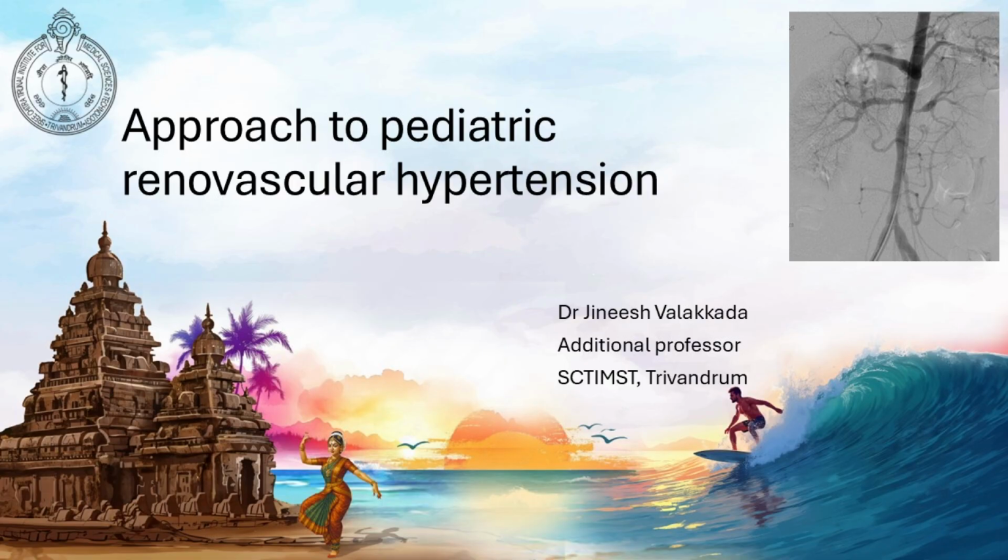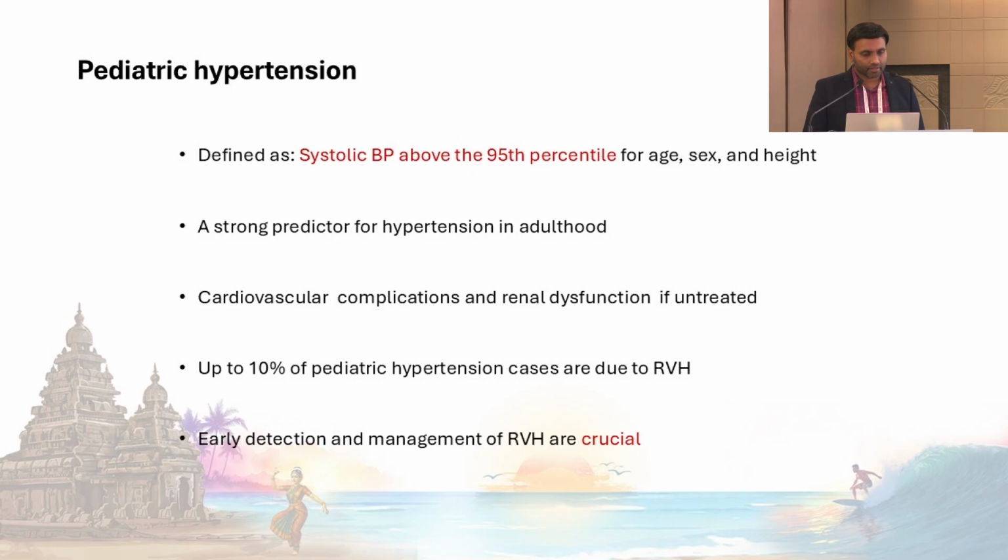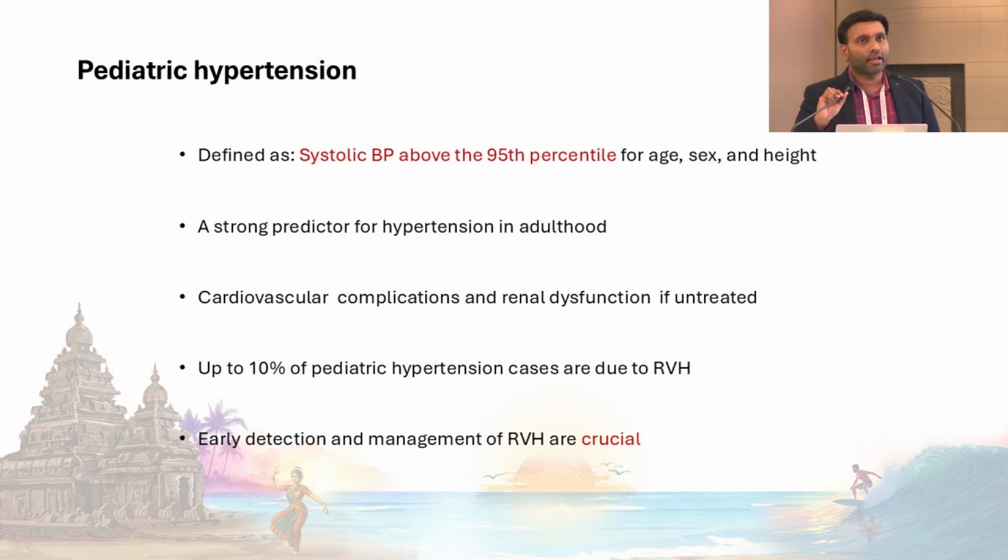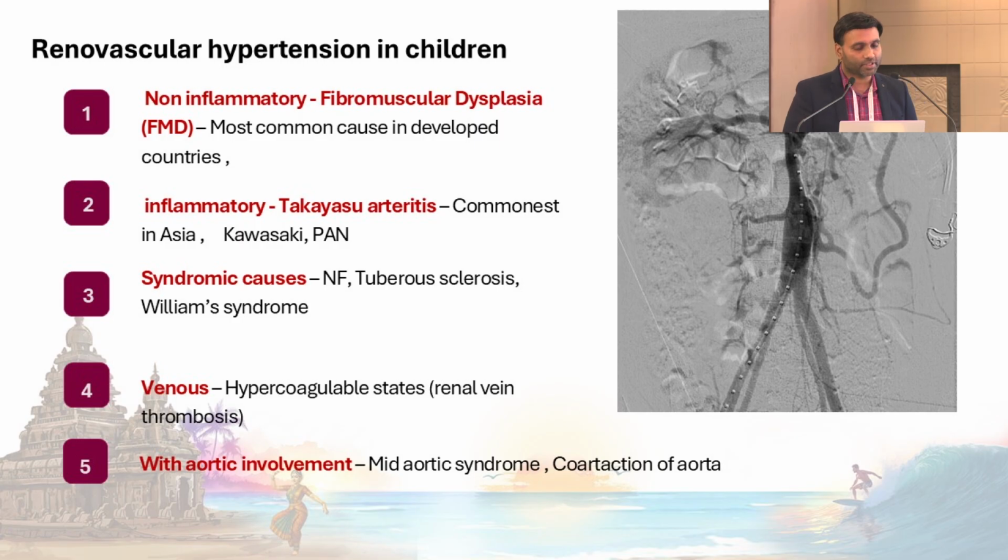Good morning, all. So my topic is renovascular hypertension, especially in the pediatric population. As we know, pediatric hypertension is defined as systolic BP above the 95th percentile. The importance of detecting this is that it is a strong predictor for hypertension in adulthood, and these children mainly go for cardiovascular complications. They especially go for LV failure, LV hypertrophy, and also hypertensive encephalopathy, and later they go for renal failure. So it should be detected easily, and if you treat it early, because they are reversible causes, unlike the essential hypertension in adulthood, where the chances of reversibility are not that pronounced.